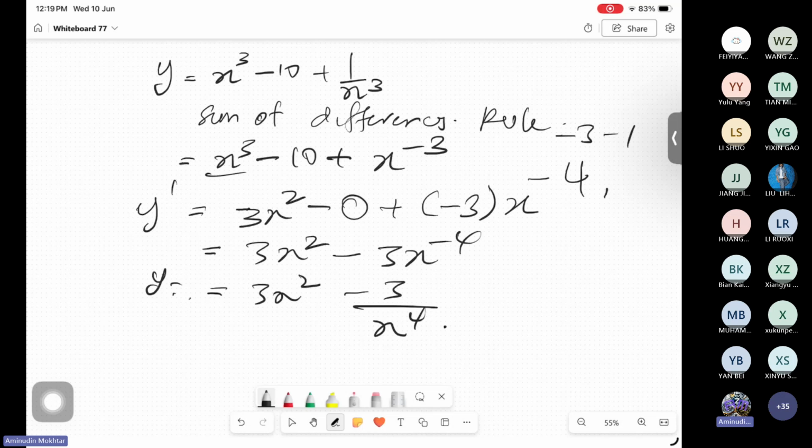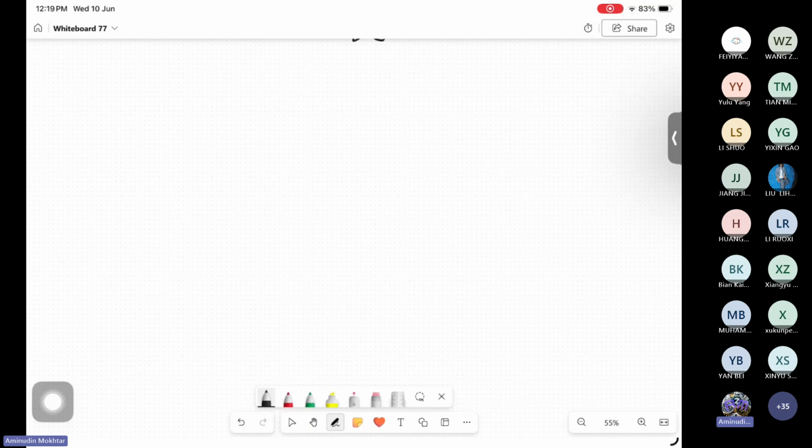We need to take into account all the conditions, whether the numerator, denominator, log power, or the linear part of the function. That's one of the examples. Okay, the next one, refer to page 6. There is one type of rule of differentiation.